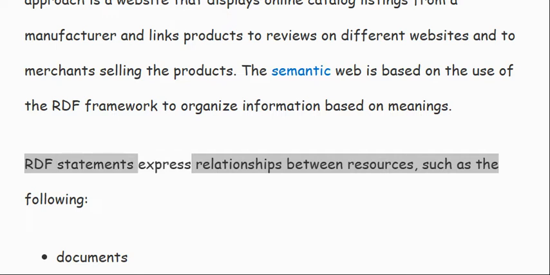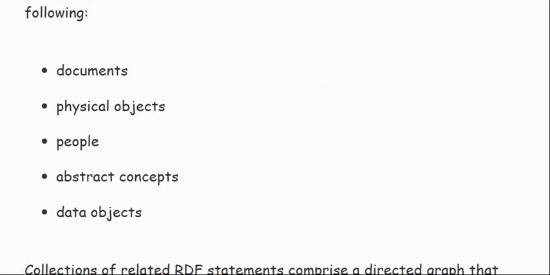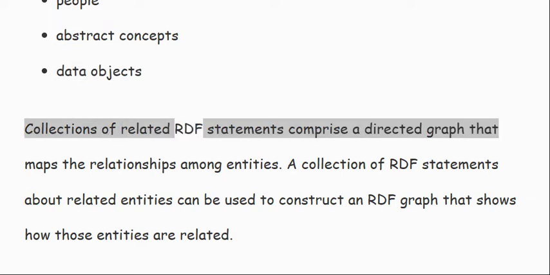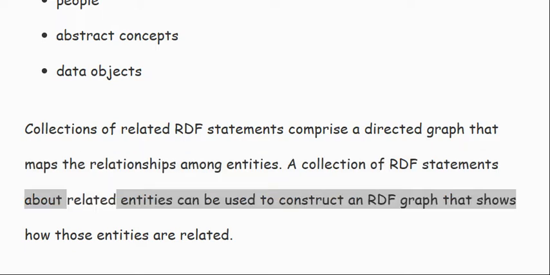RDF statements express relationships between resources, such as the following: documents, physical objects, people, abstract concepts, data objects. Collections of related RDF statements comprise a directed graph that maps the relationships among entities. A collection of RDF statements about related entities can be used to construct an RDF graph that shows how those entities are related.